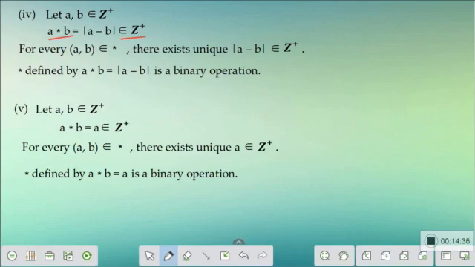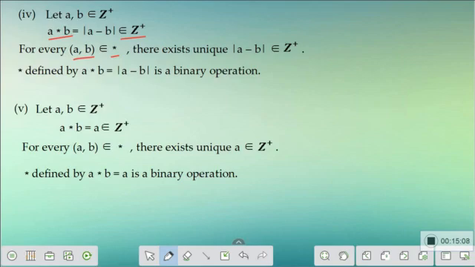So for every A and B belonging to Z plus, you are able to find an element, modulus of A minus B, in Z plus. Hence, for every ordered pair A comma B in Z plus, the definition has a unique element modulus of A minus B in Z plus. Hence, the star defined by A star B equal to mod A minus B is a binary operation. Similarly, we have the last subdivision also, and the last one that we have is A star B equal to A.